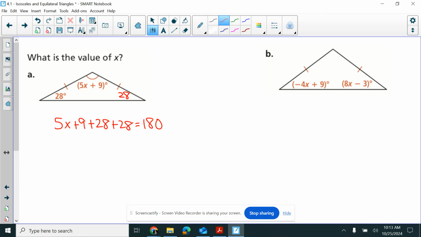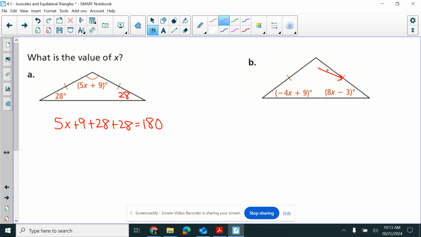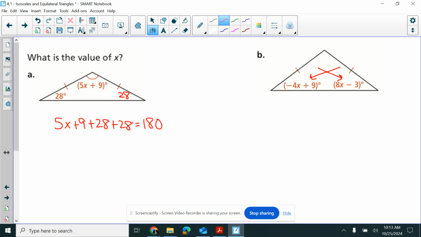In the next example, the two angles that they give me are my two congruent angles. So this time I'm not using the 180. I just know that those two angles have to be equal. So my equation would be negative 4x plus 9 equals 8x minus 3. And that's the equation I would solve in order to solve for x. Then once I have x, you can plug x back in to figure out what each angle is in that triangle. So you're just looking for what's that relationship. If you have two congruent angles, that's how you write the equation. If not, all three angles would add up to 180.